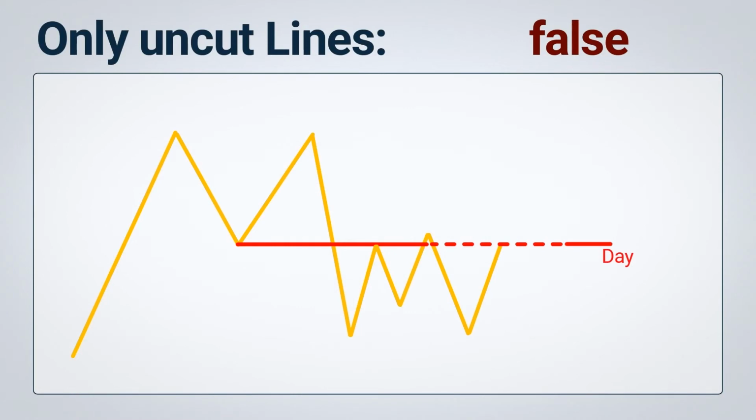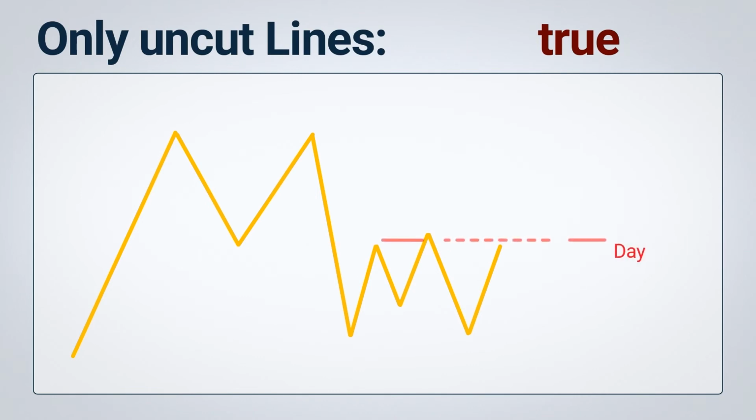In the normal state, this value is set to false. This means that all touches on a price level within the bar history are taken into account in the calculation. If the setting is now changed to true, only the price levels that have not yet been cut will be taken into account.